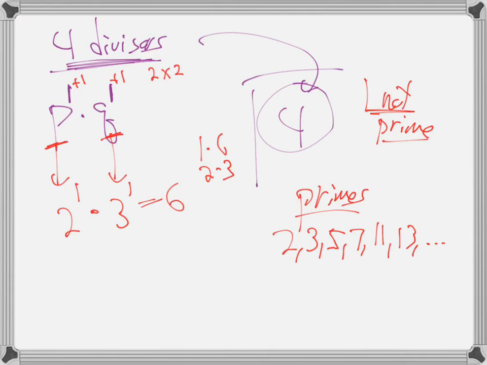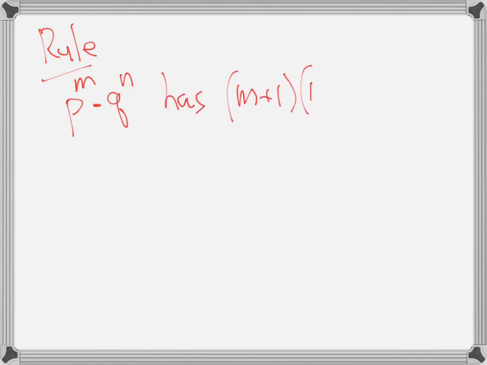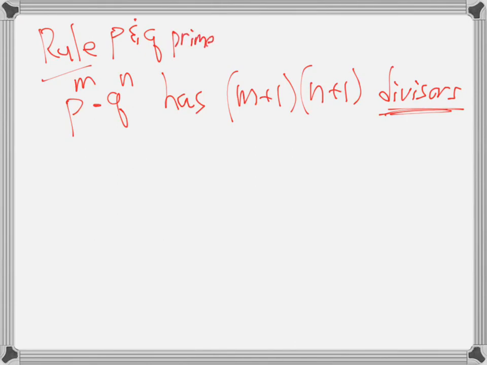Let me give you the rule now. You're probably ready for the rule at this point. p to the m times q to the n has (m plus 1) times (n plus 1) divisors. That's the rule, where p and q are primes. So do you see the truth of that rule?